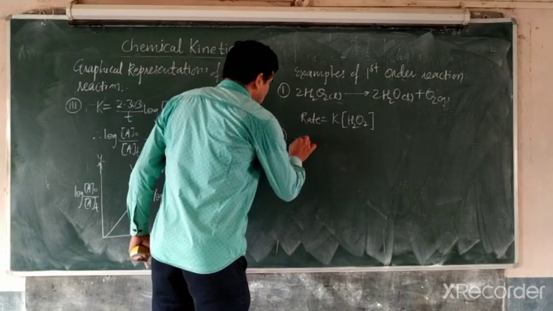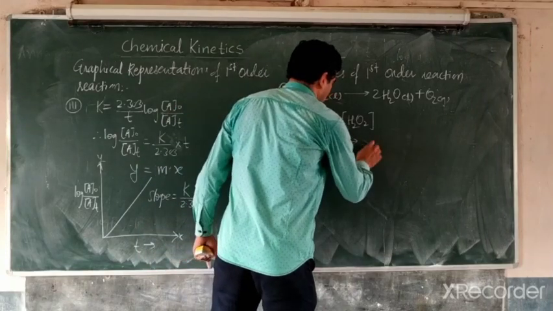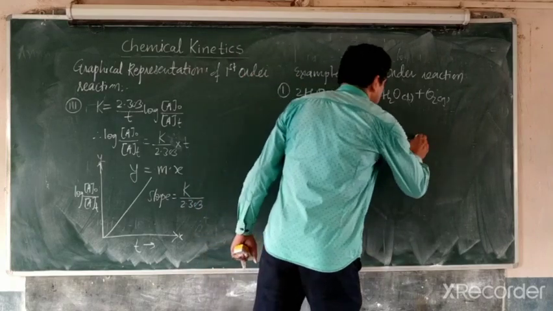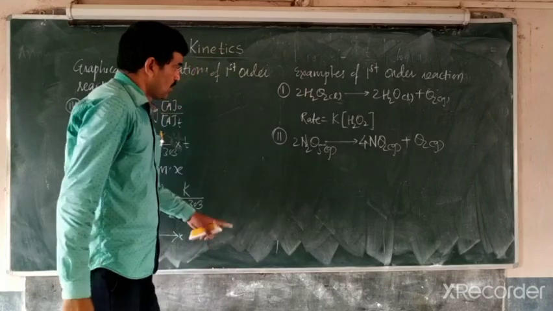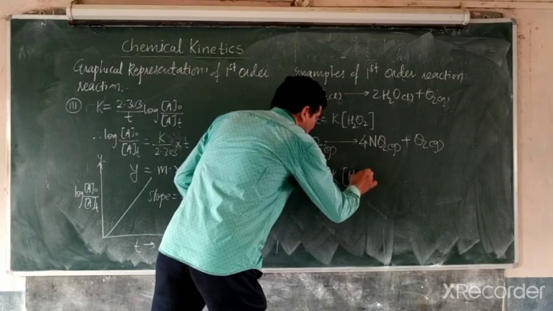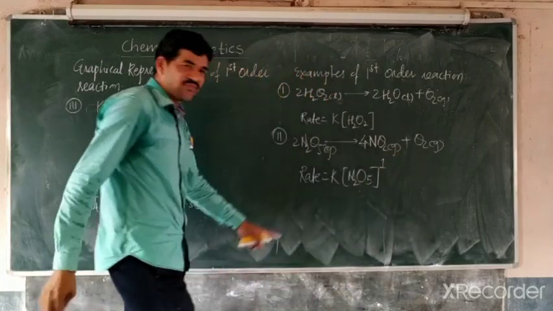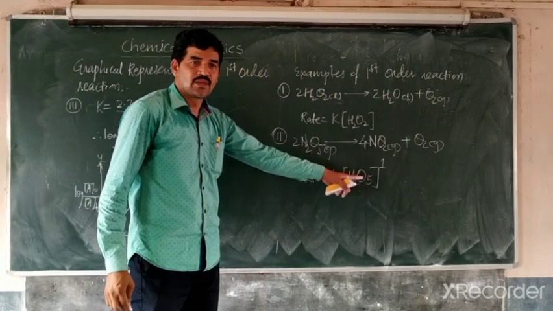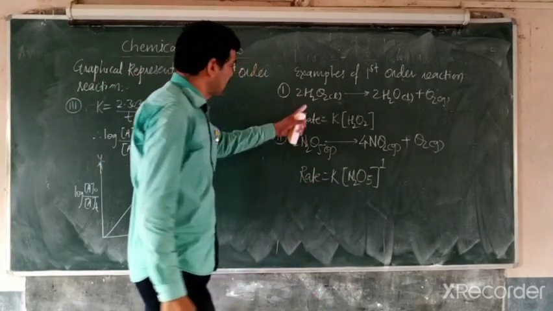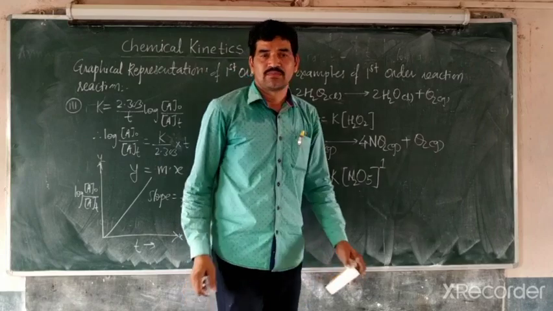Another example, decomposition of N2O5. N2O5 gas decomposes to form NO2 gas and O2 gas. For this reaction also the experimental rate law is rate equal to K into molar concentration of N2O5. This concentration term of N2O5 is also raised to the power 1, and therefore this is also a first order reaction. Order of reaction is equal to 1. So in this way, these are the examples of the first order reaction. Later on, we will study about the zero order reaction.